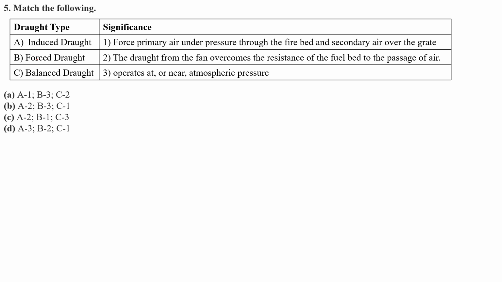Match the following. We talked about the different types of droughts and how to create them and what are the particular significance of that drought type. First one was induced drought. So in the induced drought, the drought from the fan overcome the resistance of the fuel bed to the passage of air. Then forced drought, force primary air under pressure through the fire bed and secondary air over the grate. Then balanced drought was which was operating at or near atmospheric pressure.